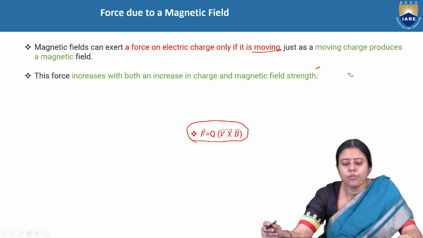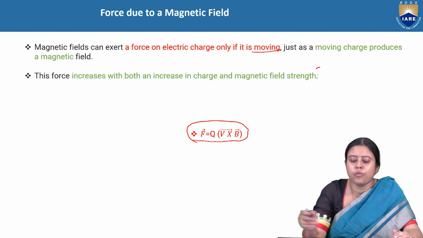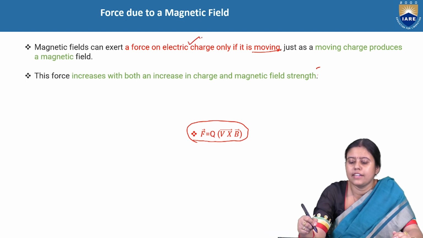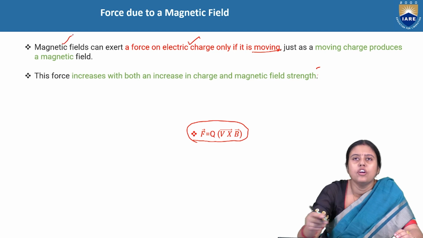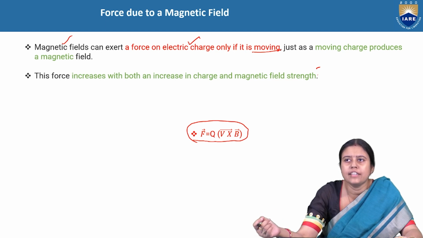The force increases with both an increase in charge and the magnetic field strength. As we discussed, the force depends on the electrical charge and the magnetic field. If we increase the magnetic field, the force will increase. If we increase the charge amount, it will also increase.